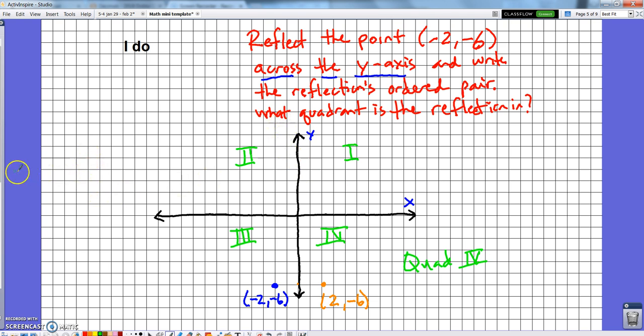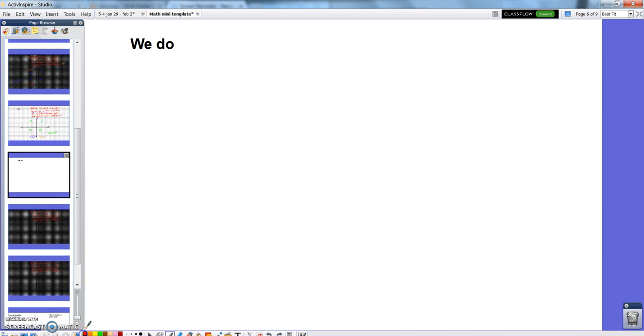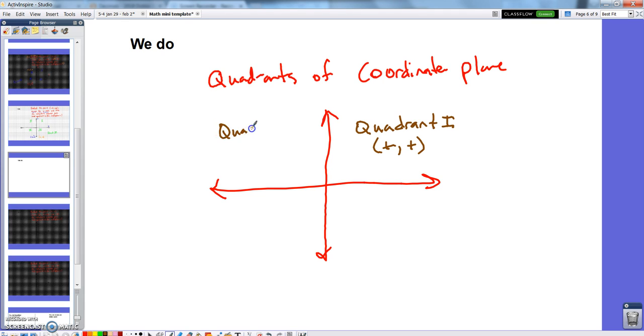Open your notebook up. Let's do a couple quick things in your notebook on our We Do. So the first thing we need to do, just mark the quadrants of the coordinate plane so that you have them in your notebook. Quadrant 1 is the positive quadrant, the original quadrant, if you will. Both coordinates are positive in quadrant 1. Then we go counterclockwise. So this is quadrant 2 over here.